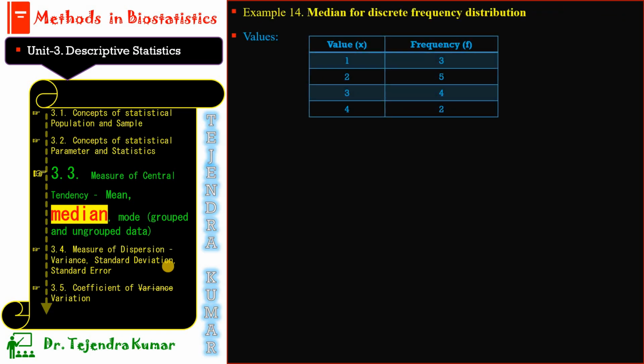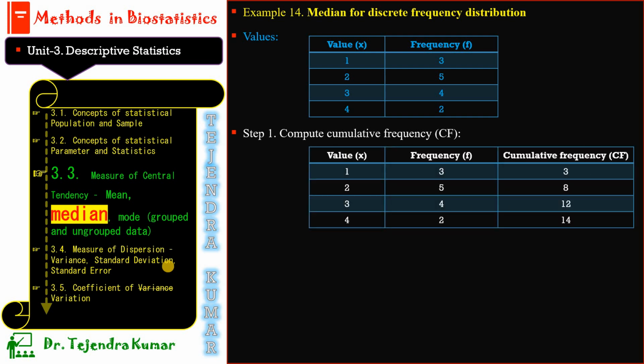In the next example, a discrete frequency distribution table is given. In that type of data, we calculate the median in a different way. First of all, we will compute the cumulative frequency CF. So here is the table. You can see cumulative frequency is always calculated by first taking the value of the first row as such, like the frequency was 3. So we have taken 3 here as well.